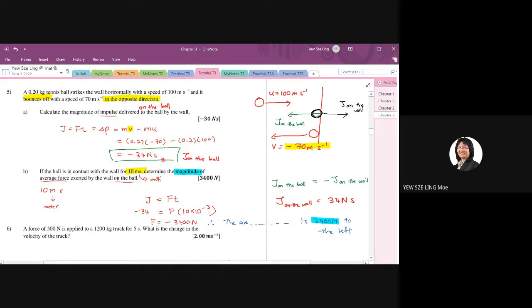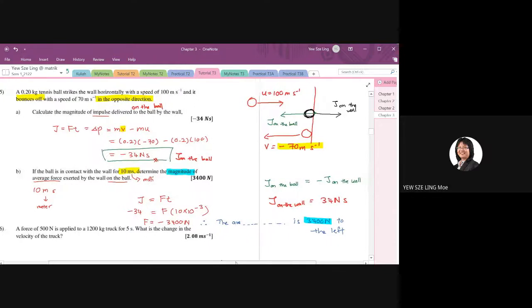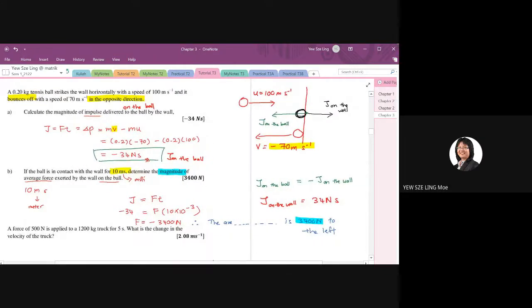Now again, I give you 2 minutes to write it down, especially related to this diagram. What does it mean by impulse on the ball? What does it mean by impulse on the wall? It is very important. I think you're going to apply it in question 6, if I'm not mistaken. All right, 2 minutes for you to write it down.